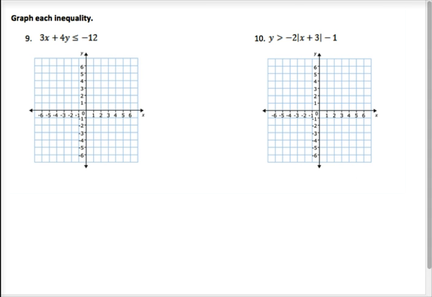After discussing absolute values, we moved into inequalities. So, to graph inequalities, well, number 9, you can tell, is linear. It is actually in standard form. Now, for lines, remember, we are usually comfortable graphing them in slope-intercept form. All right, so what I'm going to do is I'm going to subtract that 3x over, and then I'm going to divide by 4.